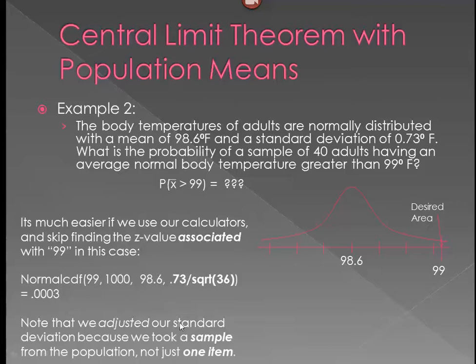Note that we adjusted our standard deviation because we took a sample from the population, not just one single item. Had we just taken a sample of one from the population, our standard deviation would not change. It would be 0.73. But when we're talking about groups of 36, we have to change that standard deviation to fit the distribution of the probability distribution.